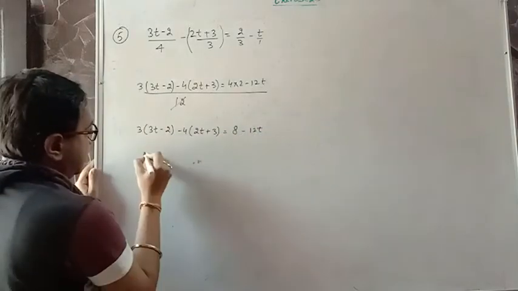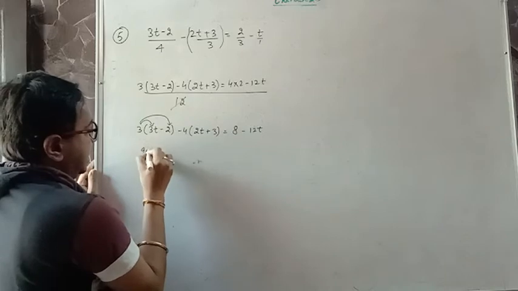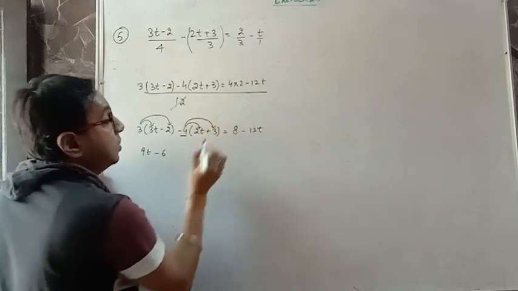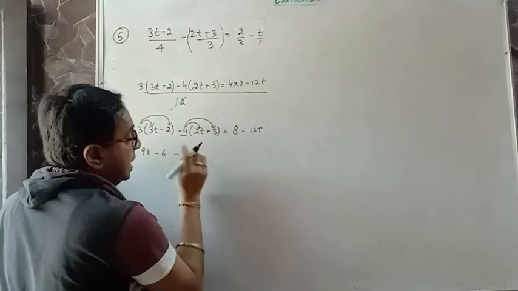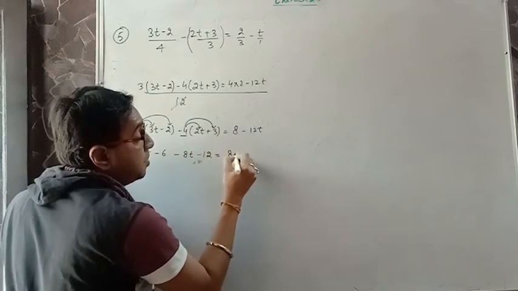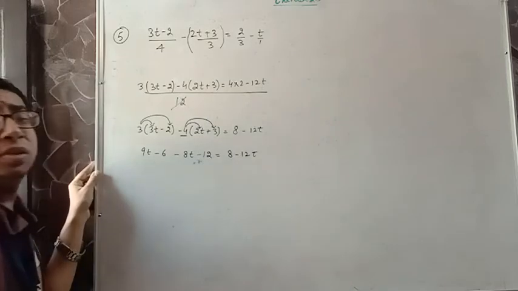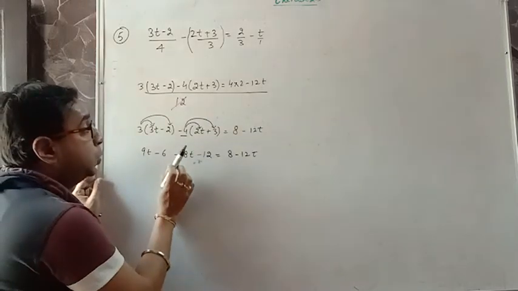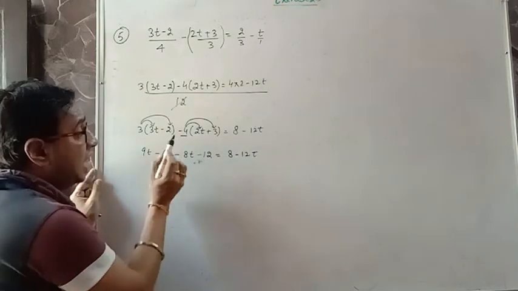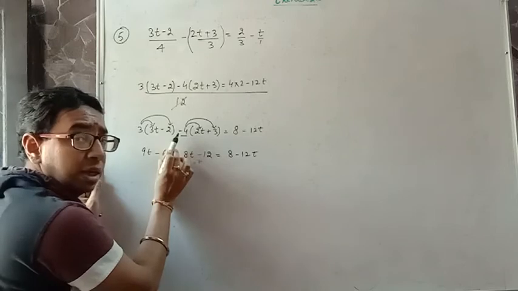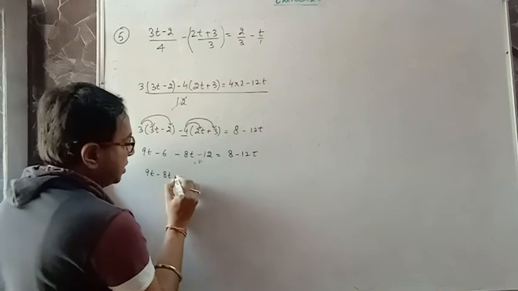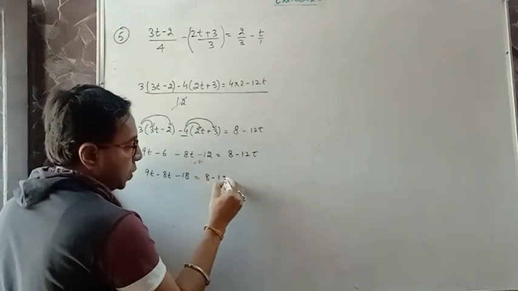Here is the catch. Again, distributive property will apply. 9t minus 6. See, minus 4 needs to be multiplied with this and with this completely. So it will be minus 8t plus minus 4 into plus 3 is minus 12. This is the main error which students normally commit in this question while solving. What they do, they forget this minus and they write plus 8t and plus 12. No, we have to consider this minus also. We have to multiply this minus 4 with every term. So it's 9t minus 8t, it's t, minus 6 minus 12 is minus 18, equals 8 minus 12t.